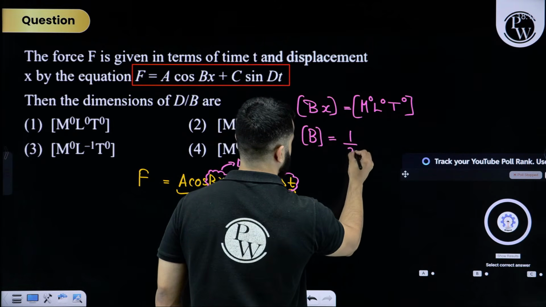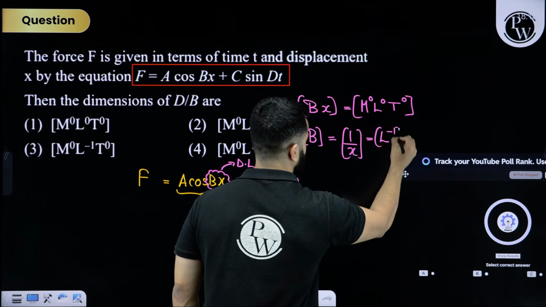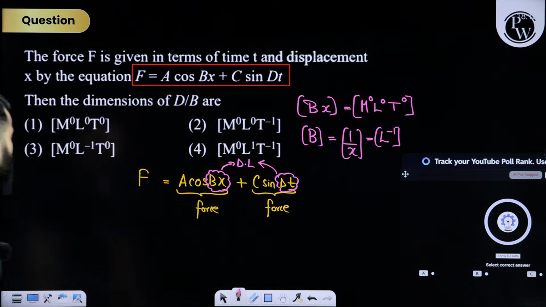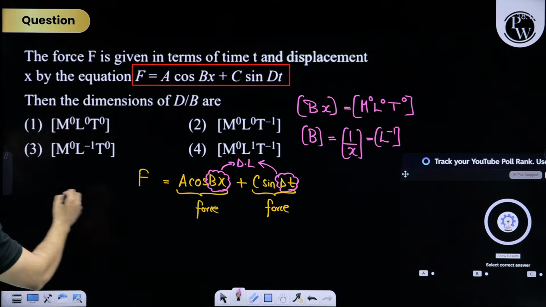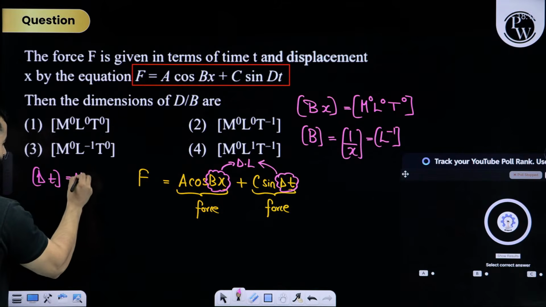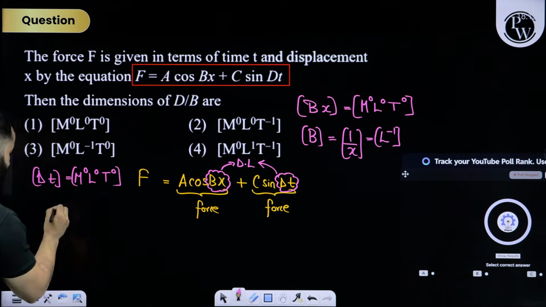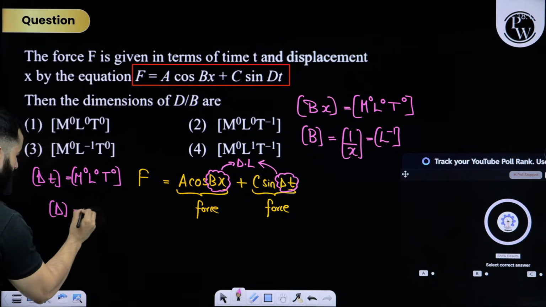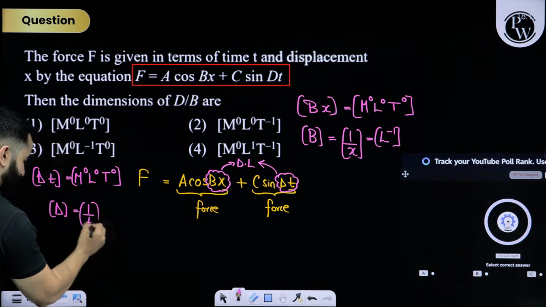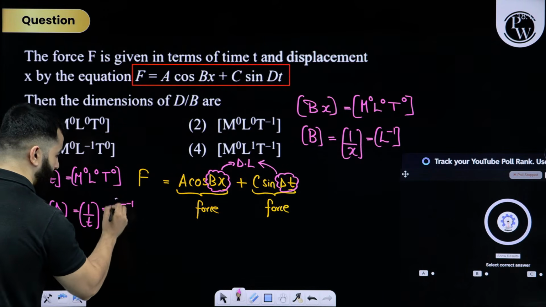1 upon x. That means L to the power minus 1. B will have the dimensions of L minus 1. And then again Dt will be dimensionless, M0 L0 T0. This means that D will have the dimensions of 1 upon T, so that it could get cancelled out, right? So that means this is T raised to the power minus 1.